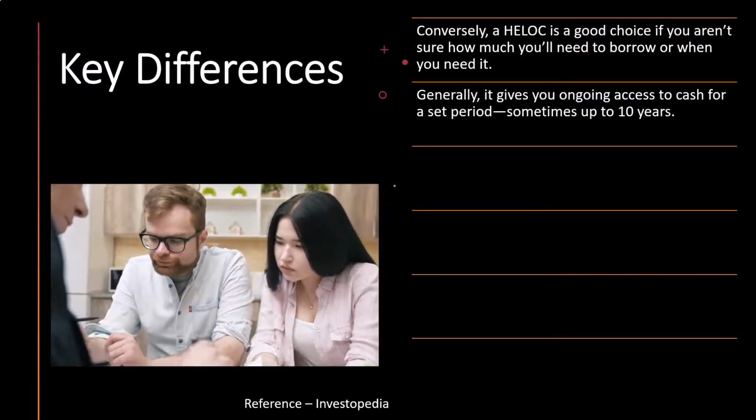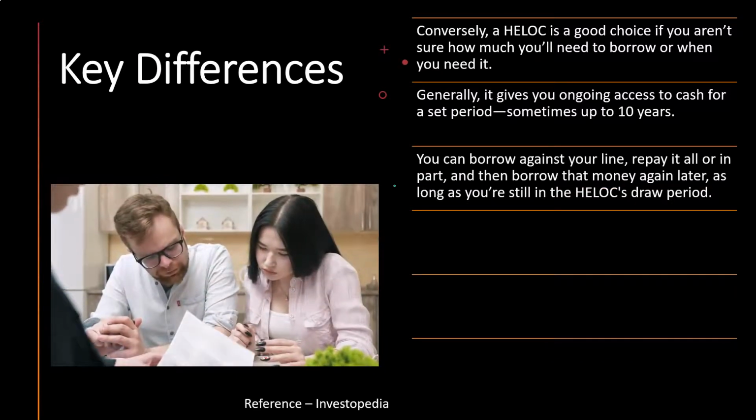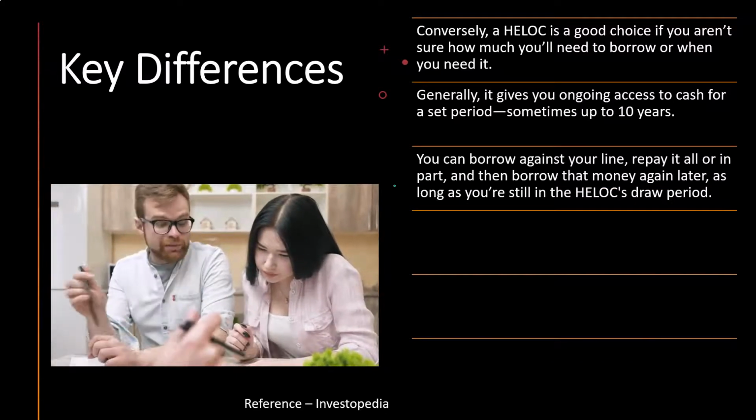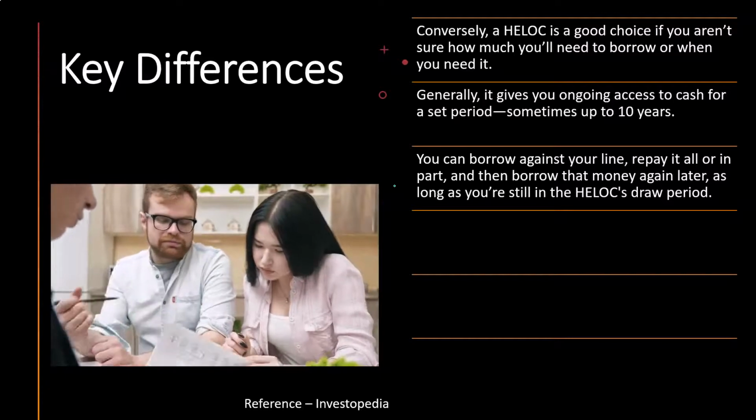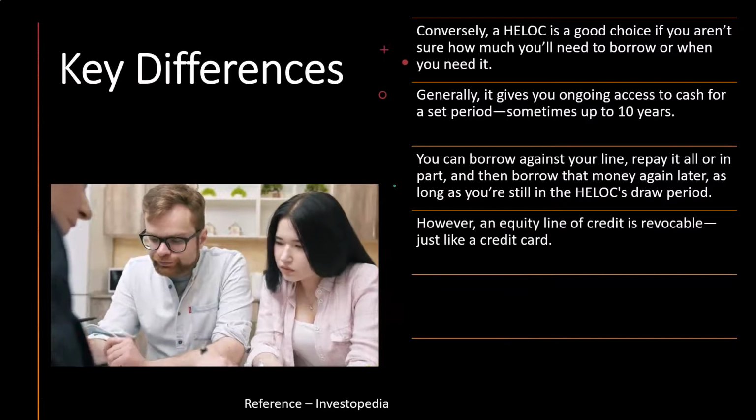So generally, it gives you ongoing access to cash for a set period, sometimes up to 10 years. You can borrow against your line, repay it all or in part, and then borrow that money again later, as long as you're still in the HELOC's draw period.